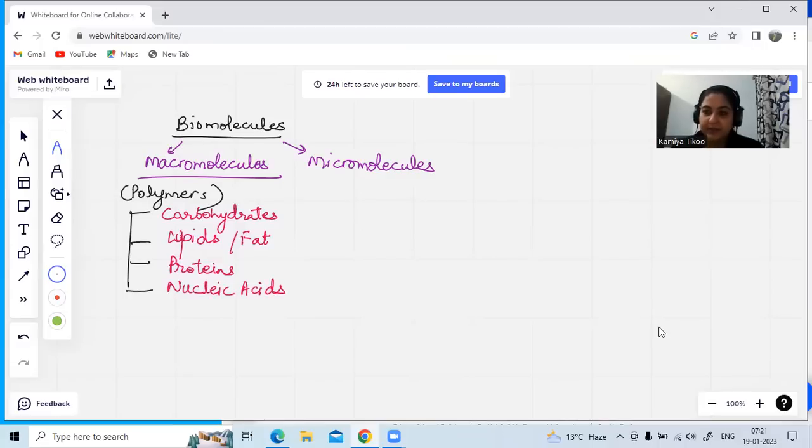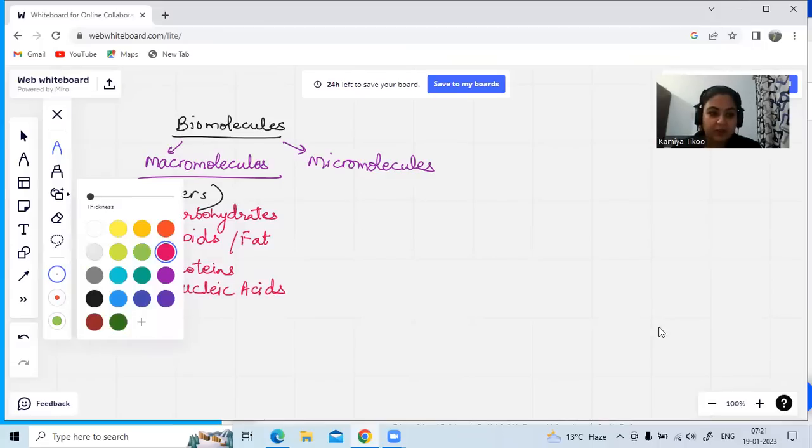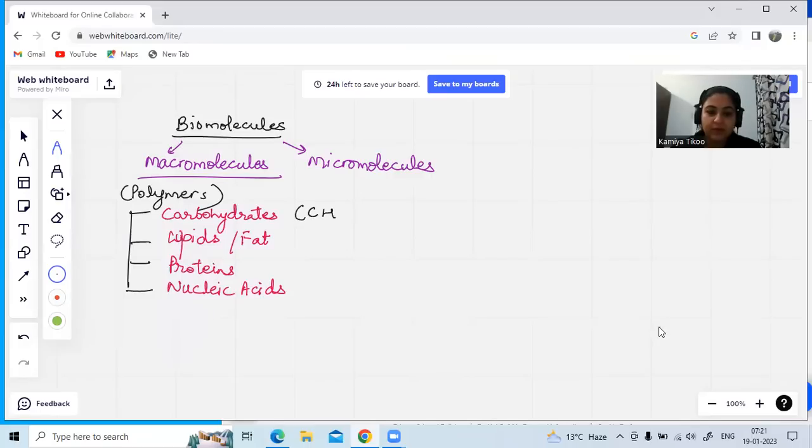Now, carbohydrates are made up of carbon, hydrogen, and oxygen, and their monomers are called monosaccharides. Lipids also are made up of carbon, hydrogen, and oxygen. There is a formula for carbohydrates, CnH2nOn. So they are carbohydrates, that means they always have an H2O molecule carrying with them. Lipids, which are also called fat, their monomers are called fatty acids.